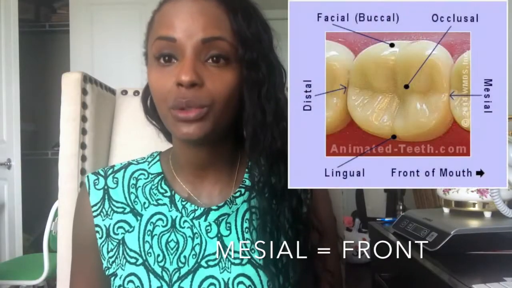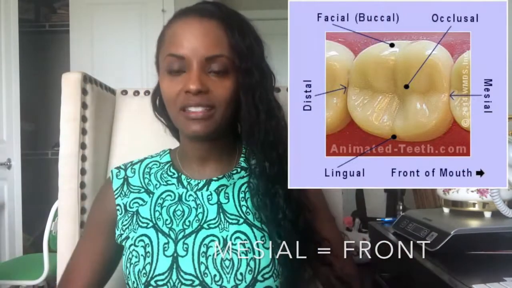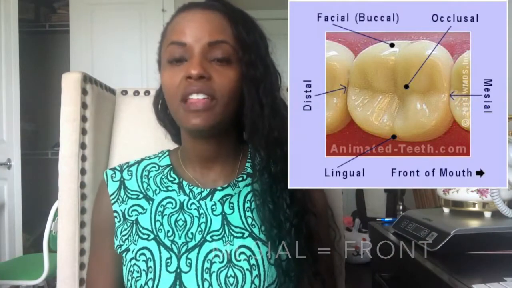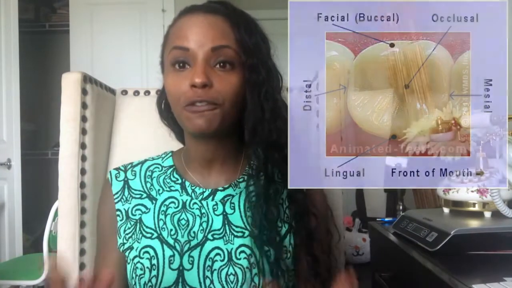So let's talk about what the tooth surfaces are and what they mean. In order for me to illustrate what tooth surfaces are before I use teeth, I'm going to use my body. As you can see, I'm standing with my arms facing forward, and we're going to use the word mesial. The word mesial means the front end of a tooth. So the front end would be the side that's facing towards the front of your face. The front of your face, mesial.